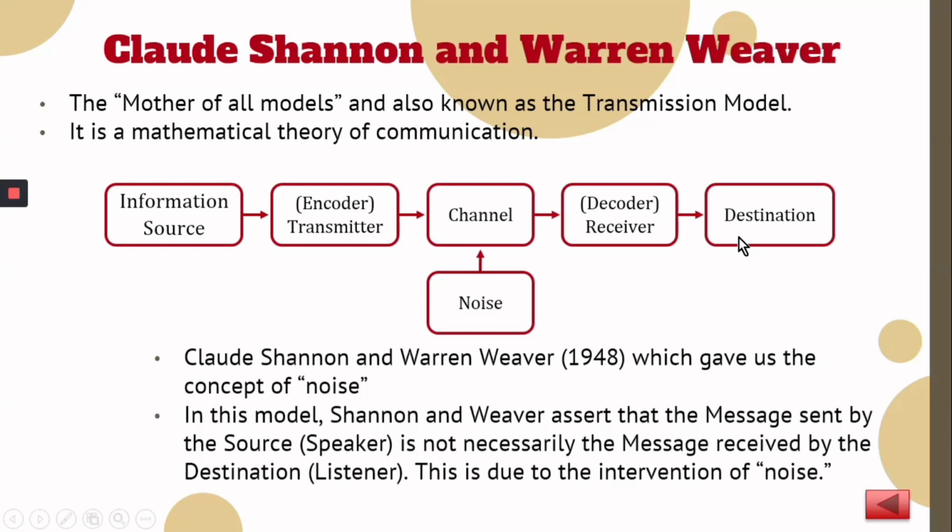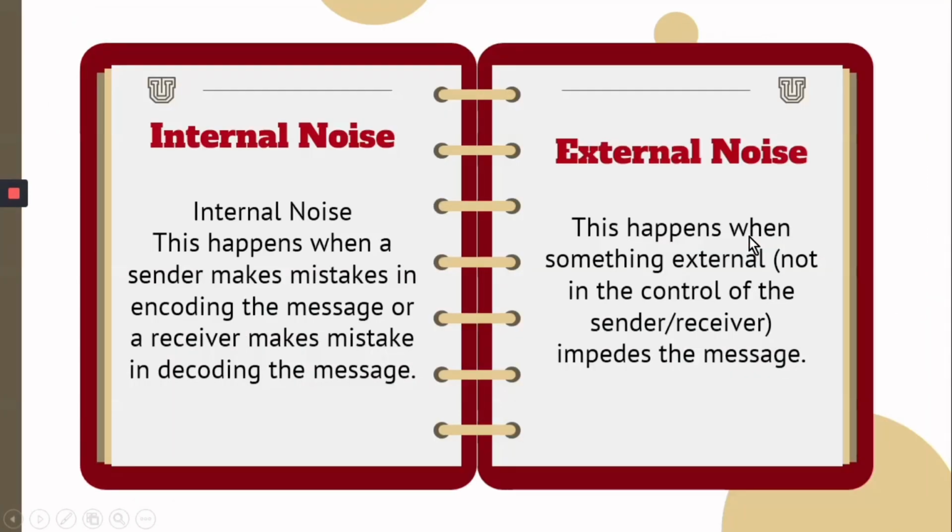According to Shannon-Weaver, noise can be categorized into two: the internal noise and the external noise. Internal noise happens when a sender makes mistakes in encoding the message or a receiver makes mistakes in decoding the message. On the other hand, the external noise happens when something external that is not in the control of the sender or receiver disrupts the message. A good example of this model is a conversation of two people over a telephone.